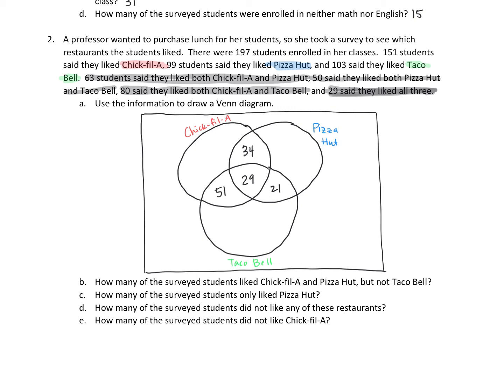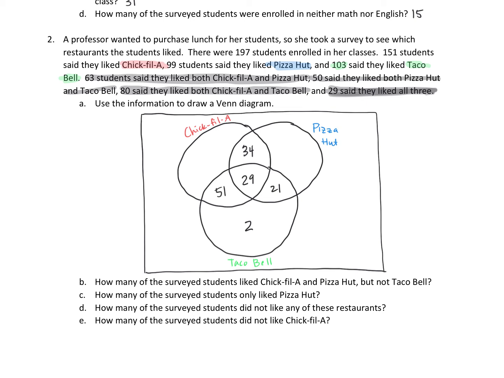103 said they like Taco Bell. So that only leaves 2 people, right? So 103 like Taco Bell, and there are already 101 in there. So there are only 2 people that like only Taco Bell. Okay, so 2 goes right there. And so again, all the sections within that Taco Bell circle, there's 4. There are 4 sections within each circle. Those will all add up to that 103 that they gave you at the top.